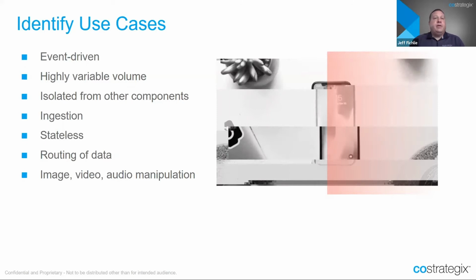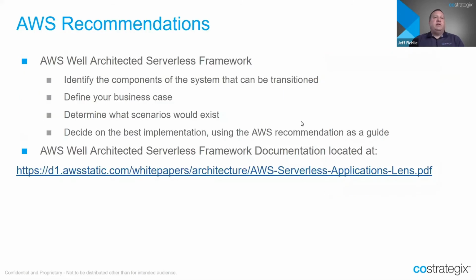Okay. So then if we move on to the next, AWS recommends a few things. In fact, they've developed this well-architected serverless framework. It's very good, actually, and they focus on some key points to get you moved over to a serverless infrastructure. First, you identify the components, define your use case or your business case, determine what scenarios would exist, and then decide the best implementation. This is a 4-step guide they have.